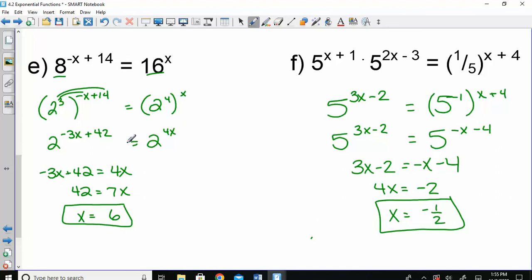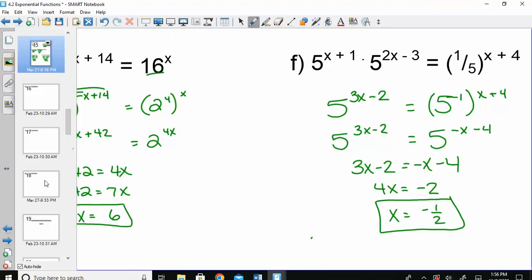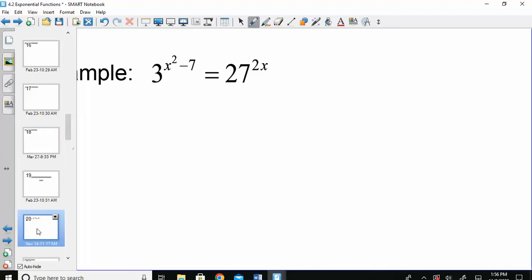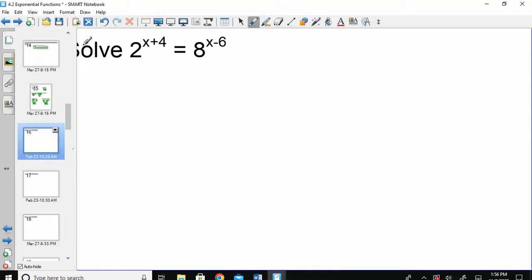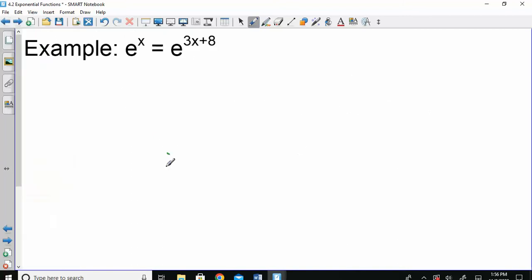Let's do one more, and this is my last problem for today. Let's do... I don't want to do that. Sorry, I'm trying to decide. I wanted a hard one. Let's do this one.